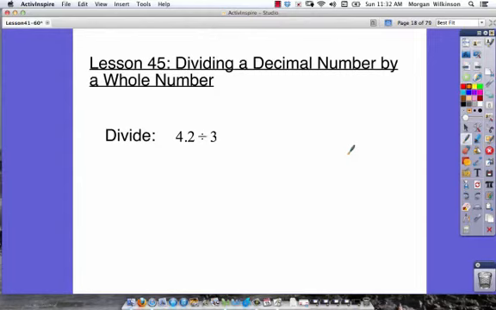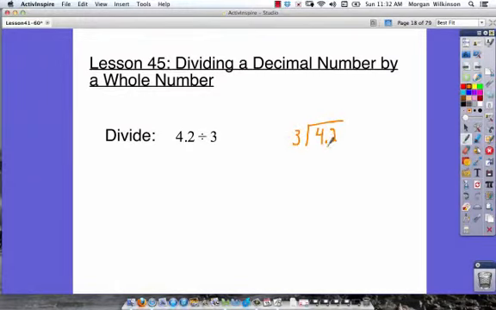Lesson 45 is about dividing a decimal number by a whole number. Now the first question we have is to divide 4.2 by 3. We do these problems just as if we were working with whole numbers. So we're going to set up the 4.2, that's our dividend, in the box, and we're going to divide it by 3.